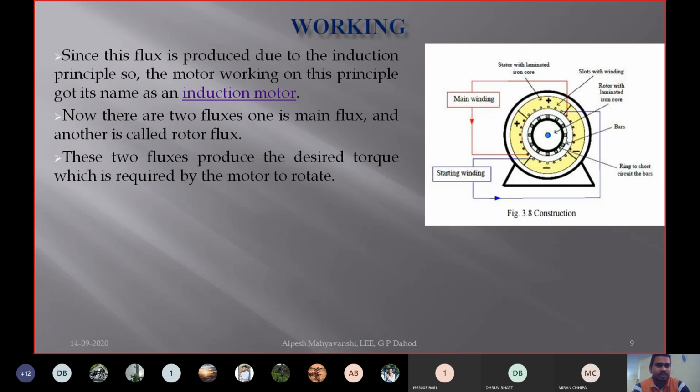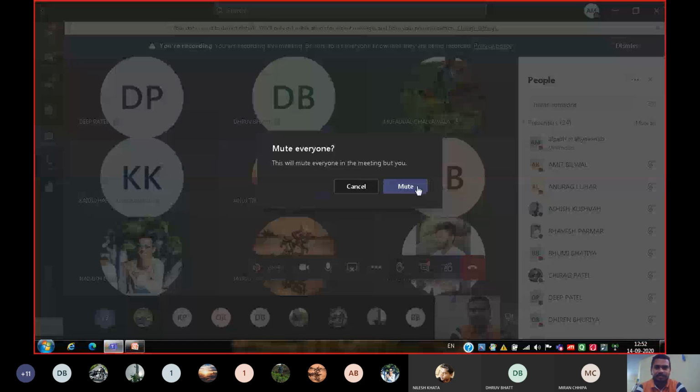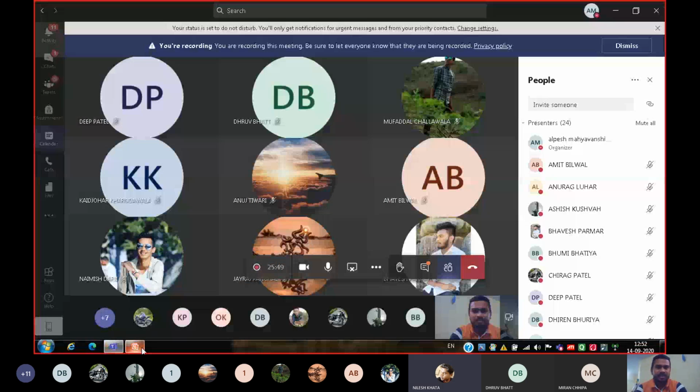Whatever flux is produced in the induction motor is due to the induction principle. That's why the motor is named the induction motor.